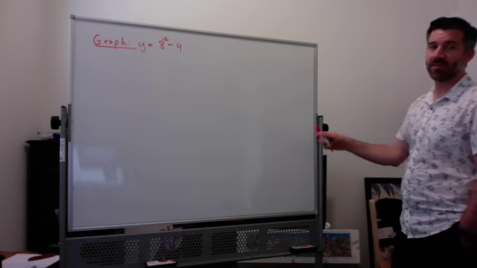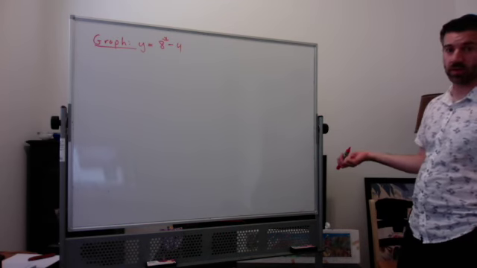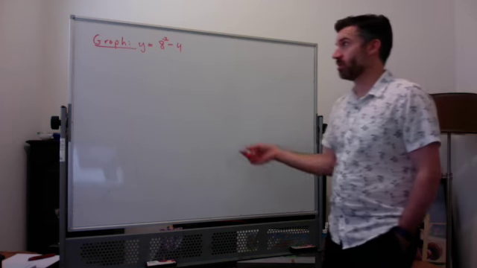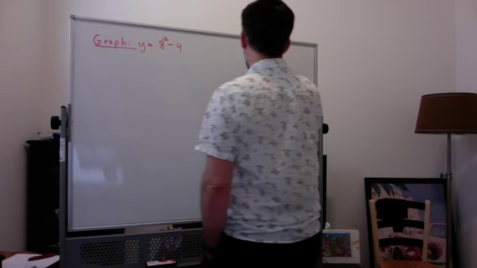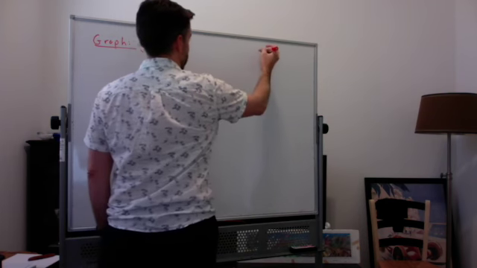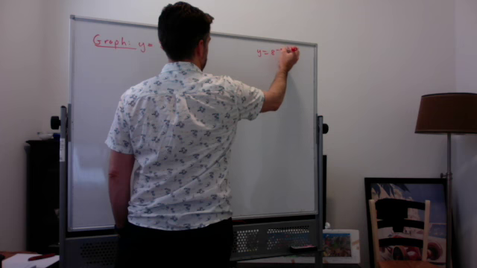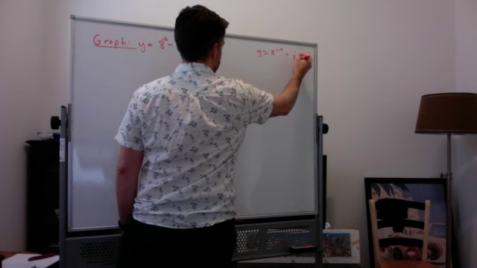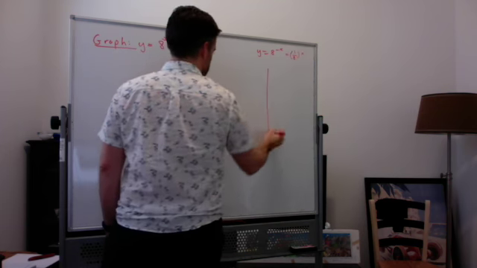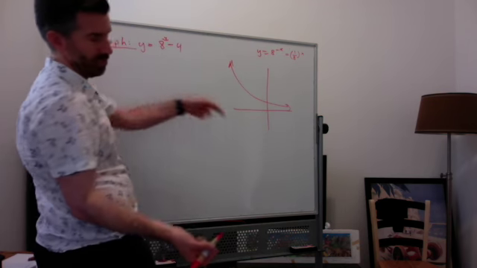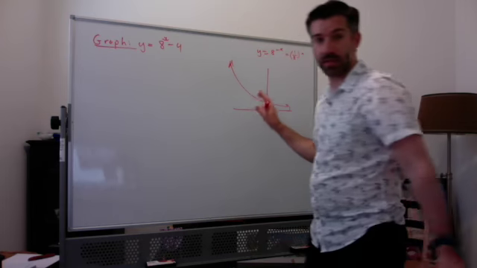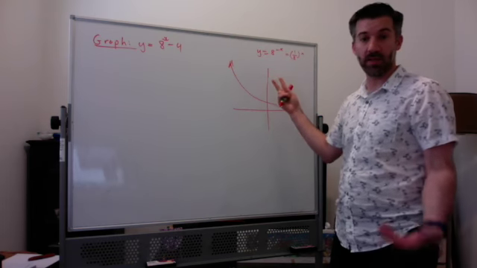Hi class, here's another example of graphing an exponential function with a vertical shift downwards. So this one is y equals 8 to the negative x minus 4. First things first, if you think about graphing just 8 to the minus x, or (1/8) to the x, we know it's going to go down to the right. It's the flip across the y-axis of the usual look.